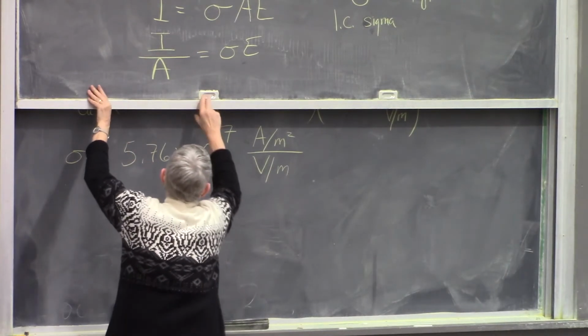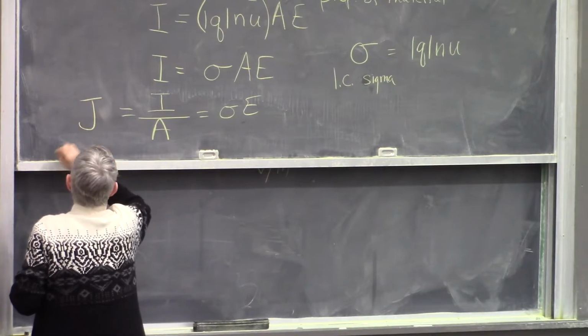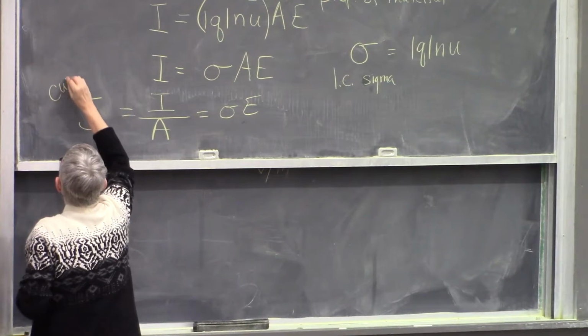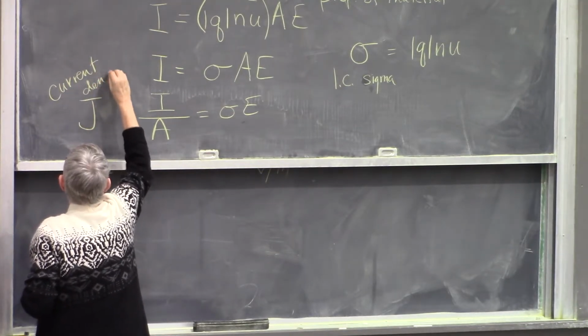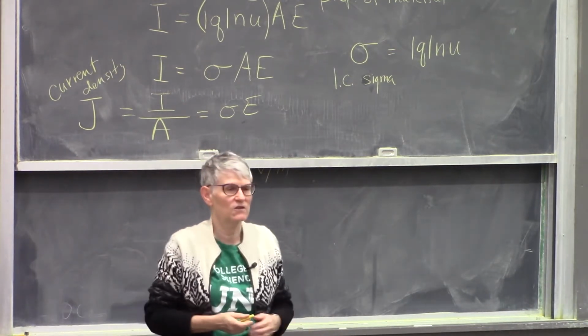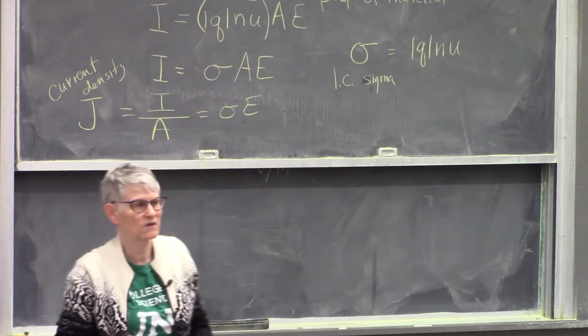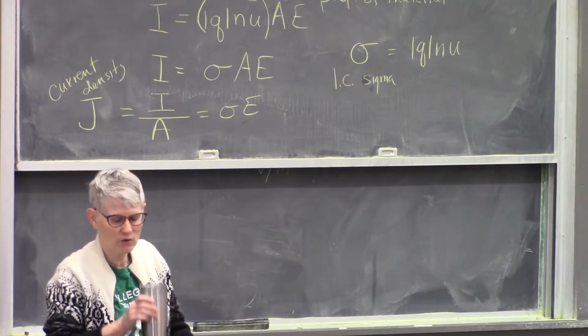And it even has a symbol. It's called J. We won't really use it very much. It's called the current density. You'll encounter it in more advanced electricity and magnetism courses, but it's not a thing we're going to worry about very much here.